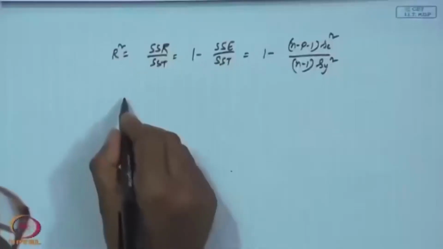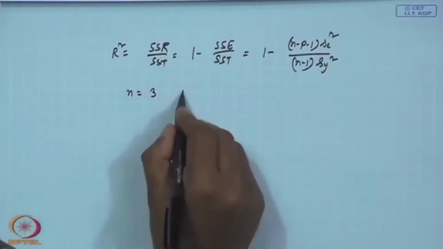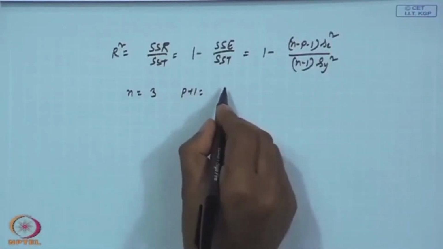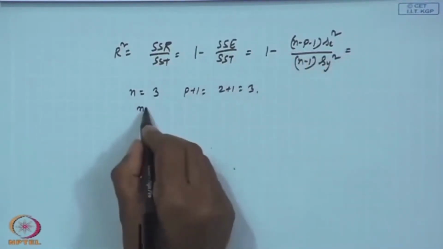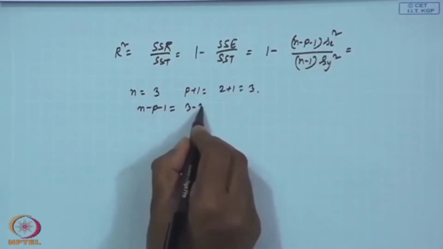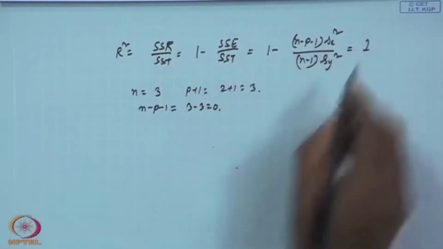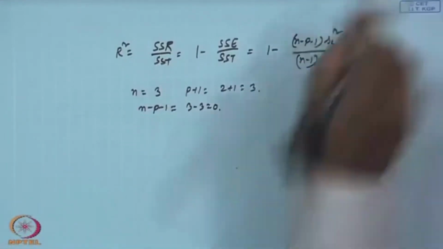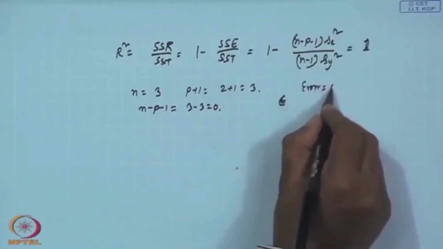Here what is happening? What is n? n is 3. We have taken 3 observations. What is p plus 1? 2 plus 1, 3. So if I put here n minus p minus 1, that is 3 minus 3, this becomes 0. So your R square becomes 1, because epsilon will be 0, the error will be completely 0.